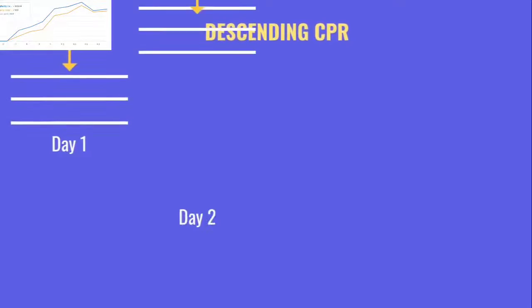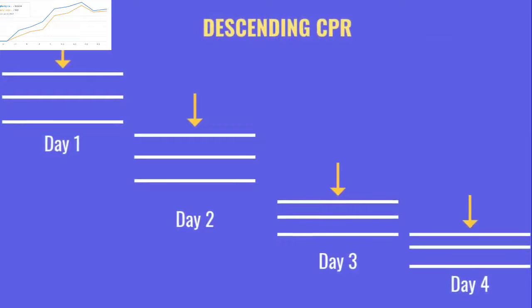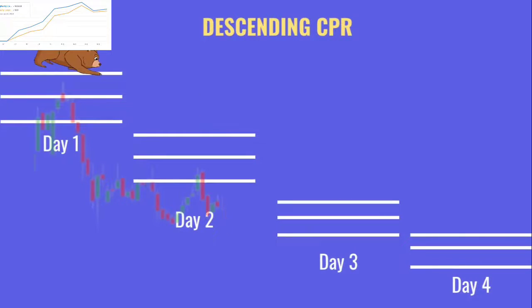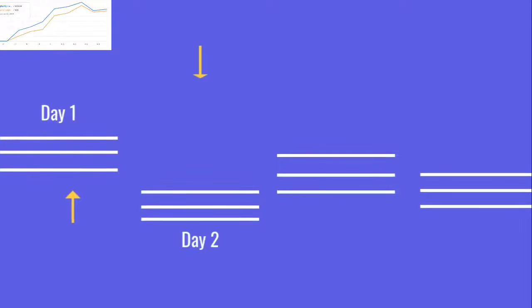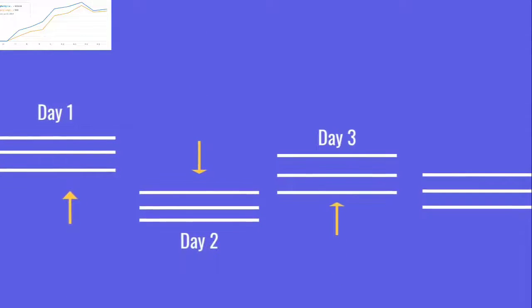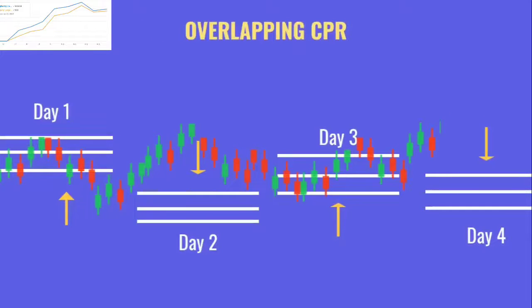If the level of CPR is decreasing like this every day, then it is called descending CPR. Whenever the CPR value is moving lower and lower, you can expect a bearish move, because it is forming one below the other, like walking down the stairs. Whenever the CPRs are aligned very close to each other, in such cases, the market will be sideways or range-bound.